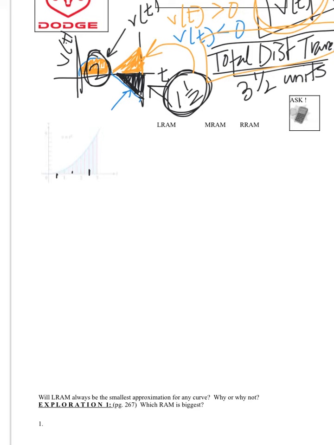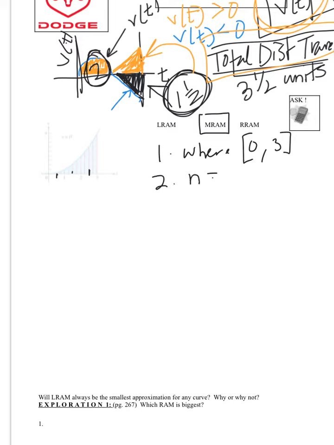All right, what I'd like to do is practice another type of rectangular approximation. This time we're going to do MRAM. Now, to make this a little bit quicker, I'm going to change the number of divisions. So the first thing we need to know is where. And so we said in class, let's go from 0 to 3. And then we had to know how many divisions.